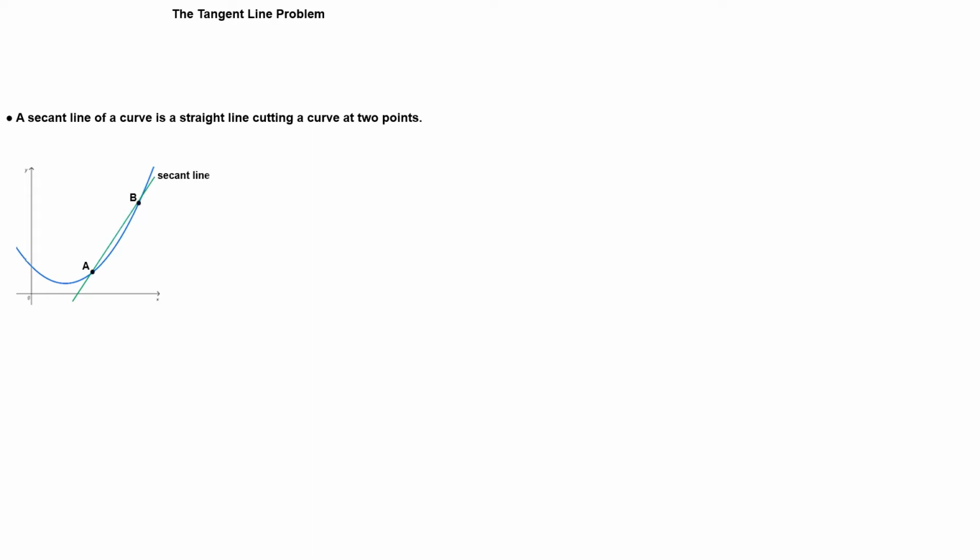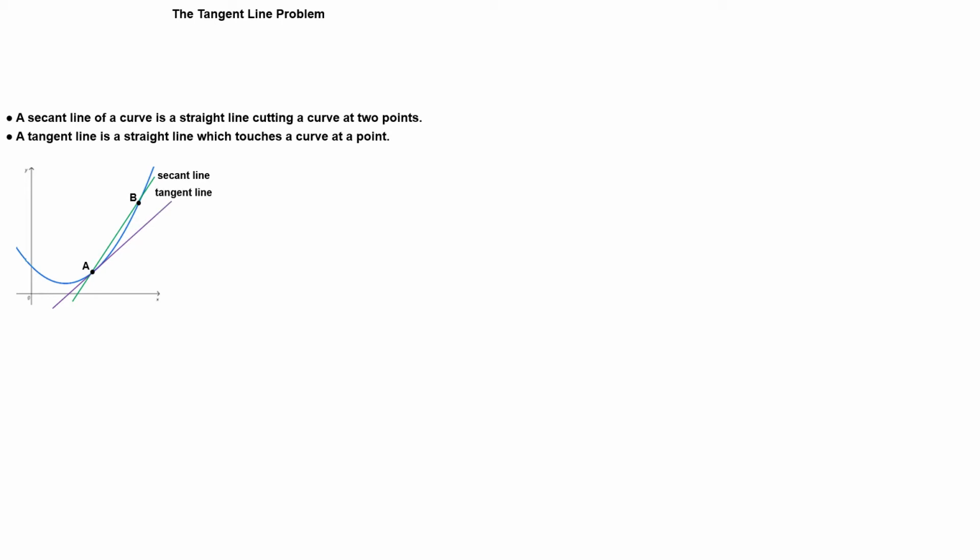We begin our study of derivatives by revisiting the notion of secant lines and tangent lines. A secant line of a curve is a straight line cutting a curve at 2 points. Look at the graph. A tangent line is a straight line which touches a curve at a point. Look at the graph.